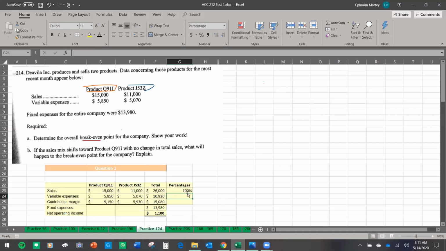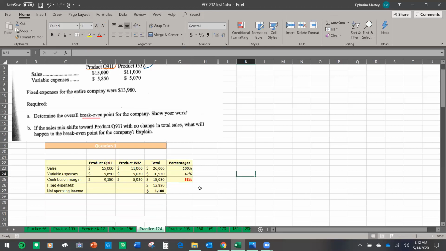But we know sales is always 100%, and in this case we are finding it for the whole company, so we are going to use the total. The percentage is this one divided by that, which gives us 42%, and automatically this minus this gives us 58%. So the contribution margin for the whole company is 58%, and that is what we're going to use to find our break-even. And that will be fixed expenses divided by the CM ratio. So we were computing this, so we will find the CM ratio.